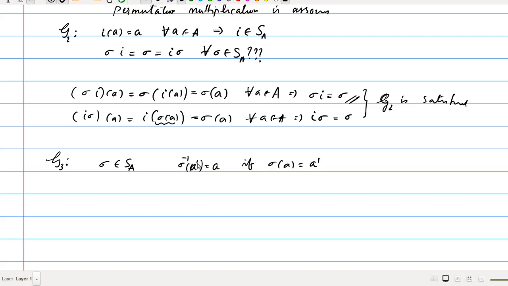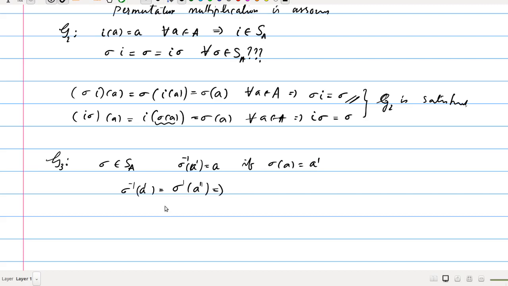The sigma inverse of A prime is equal to A, and we will prove that the sigma inverse is also a 1-1 onto function, and that sigma inverse is also an element of SA. We will also prove that the composition of these two gives the identity function. First we observe that sigma inverse of A prime equals sigma inverse of A double prime. By definition, sigma inverse of A prime will be this A.